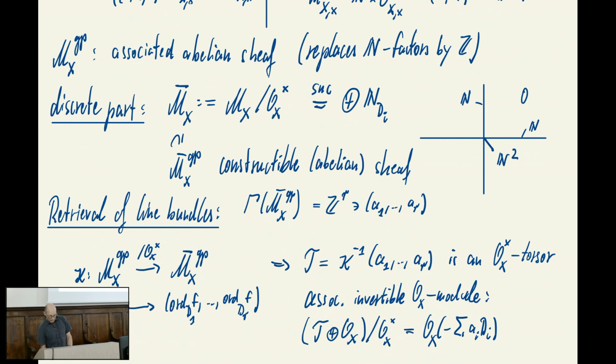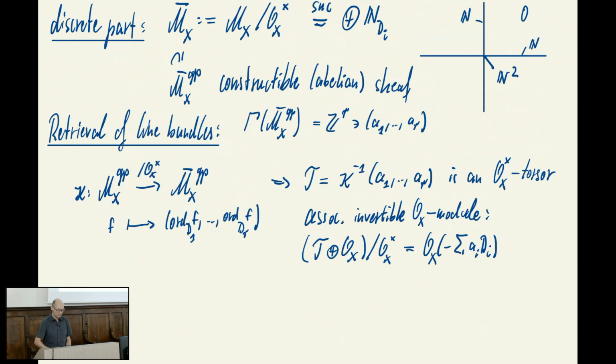So this pre-image, maybe the T should have some index a_1 to a_r, is an O_X star torsor. And an O_X star torsor has an associated invertible O_X module that you get by taking the direct sum with O_X and dividing out O_X star. And I keep forgetting if it's diagonally or anti-diagonally. That depends. You would get the line bundle or its inverse, okay? So doing it correctly, you get exactly this ideal sheaf O_X(-sum a_i D_i) that I mentioned before. You should interrupt me if anything becomes unclear, okay, or you are losing track and so on. So far, everything okay, I guess?